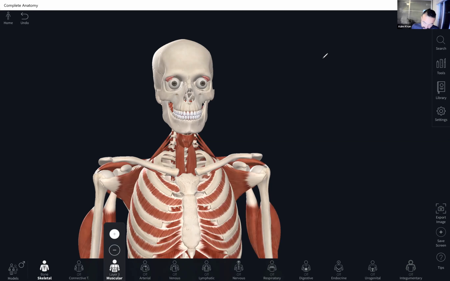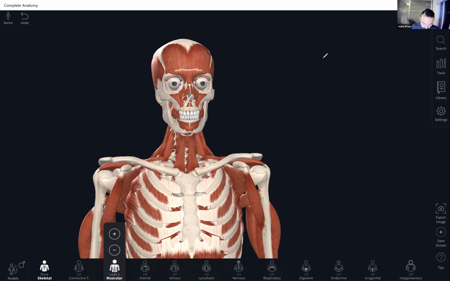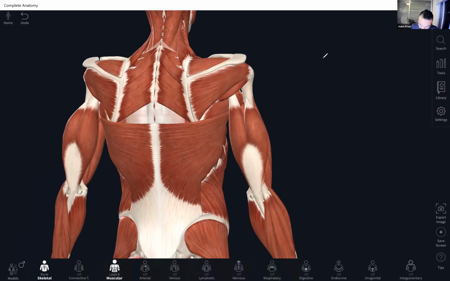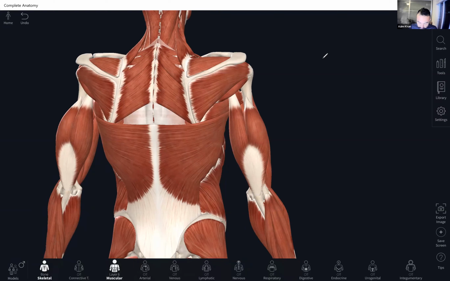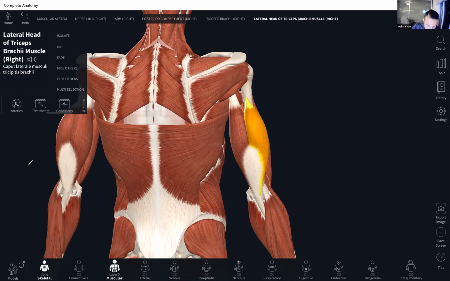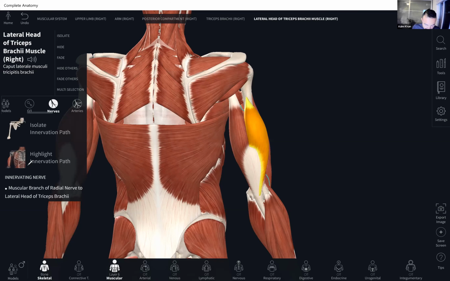Another cool thing you can do, let's say you want to learn more about the triceps brachii. So I'm going to click on triceps brachii. All right, I've clicked on it. Now take a look on the left side at this menu right here. I'm going to scroll over, and you see where it says nerves? Where it says nerves right here. I'm going to click on that. There we go.